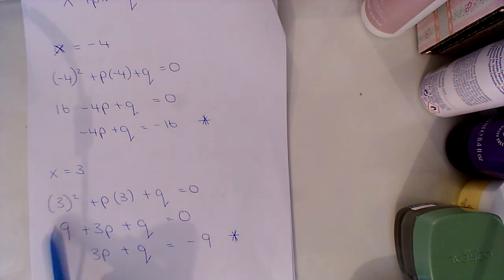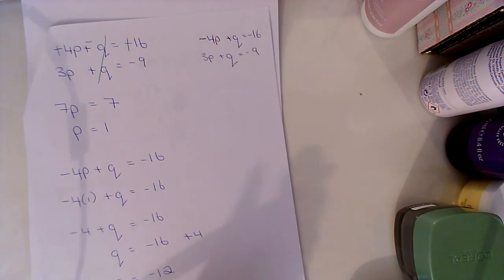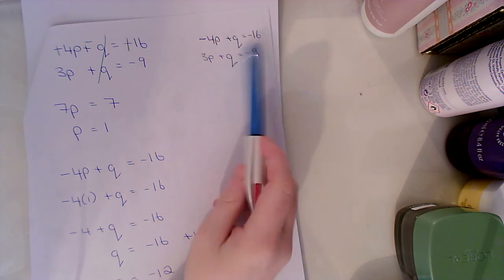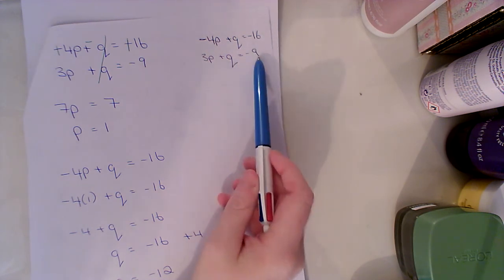Now I'm going to sub in for when x is equal to 3. So when x is equal to 3, I have 3 squared plus p bracket 3 plus q is equal to 0. 3 squared is 9, plus 3p plus q is equal to 0. 3p plus q is equal to, I bring over this 9, it becomes minus 9. Now I have two equations, and you should recognise here that that's going to be a simultaneous equation. Okay, so my two equations are minus 4p plus q is equal to minus 16, and 3p plus q is equal to minus 9.